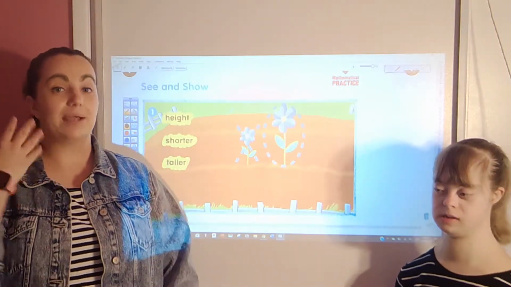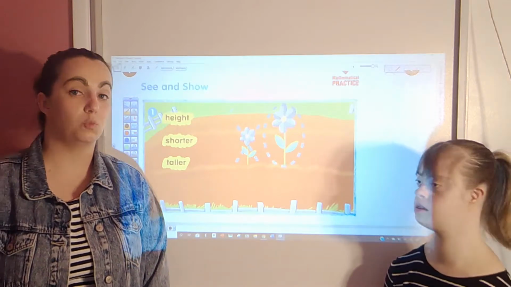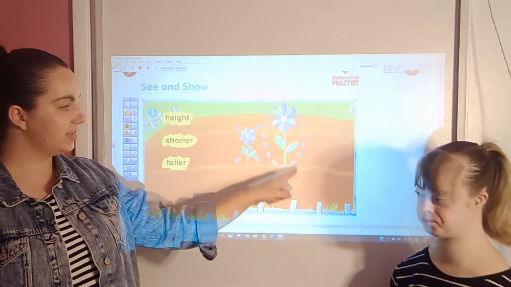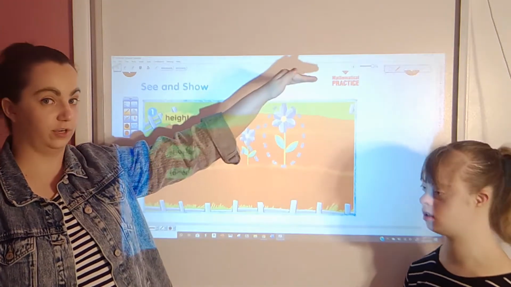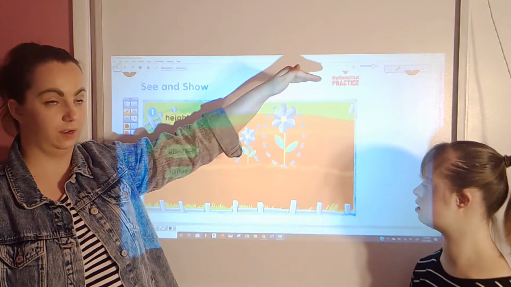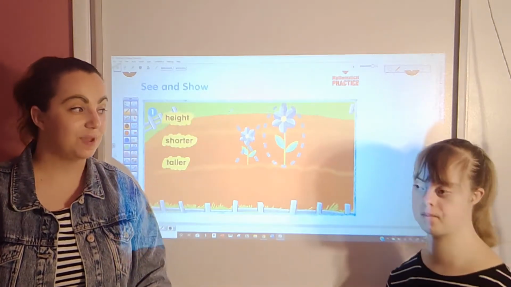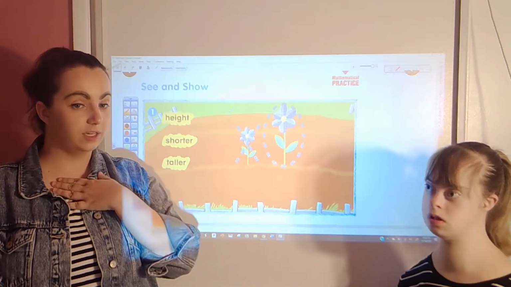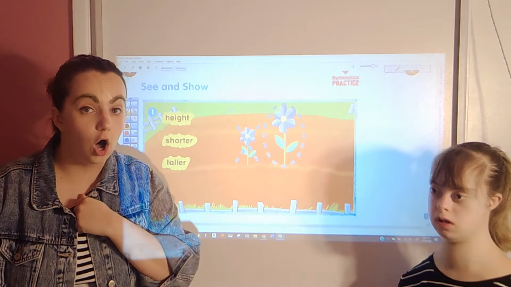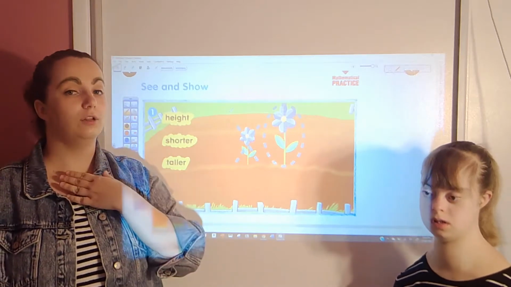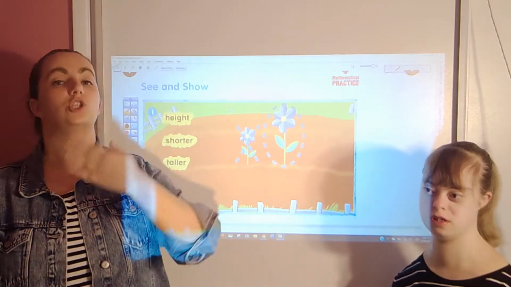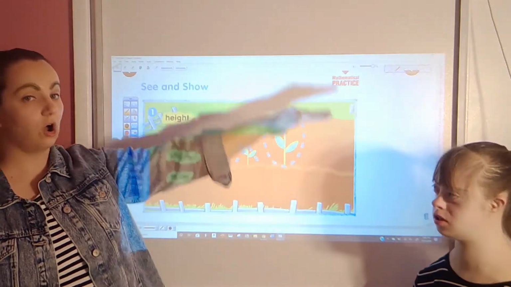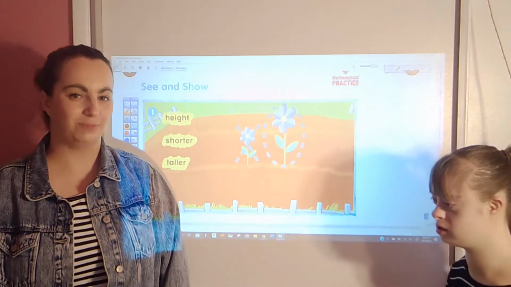To describe height, we are going to be using some words. We're going to be using words like taller. This flower is taller. Has more height to it. Let's make sure we're comfortable with that word, okay? I'm going to say taller, then I want you to say taller. Ready? Taller. Good. Taller. Good. We're going to use the word taller to describe the height of objects.